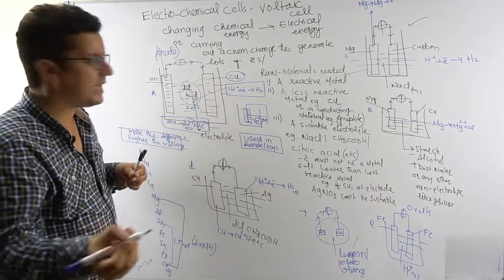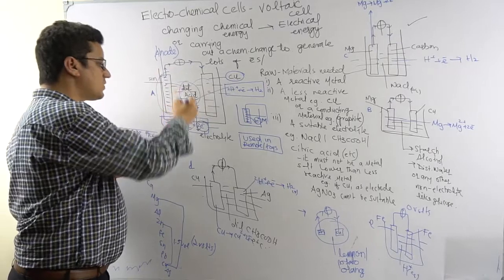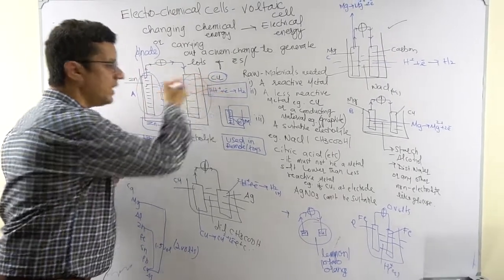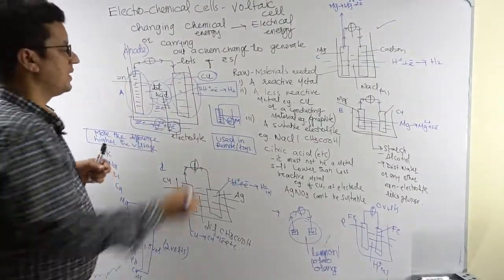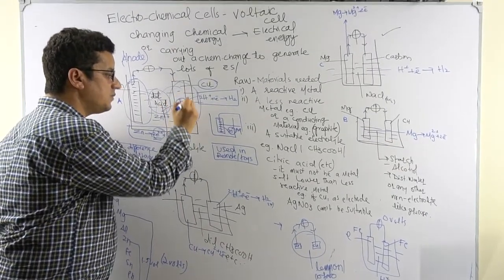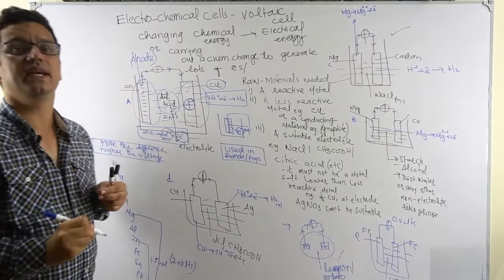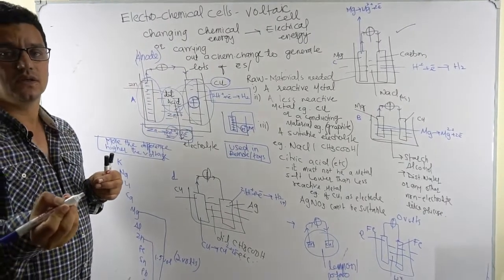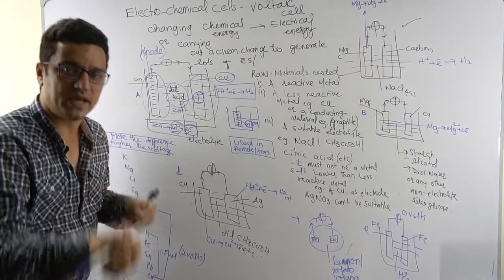When there are very few electrons, it has a low electrode potential. So to make things simpler, we term this electrode as positive. Positive nothing but it has fewer electrons. Okay, it has low potential difference.